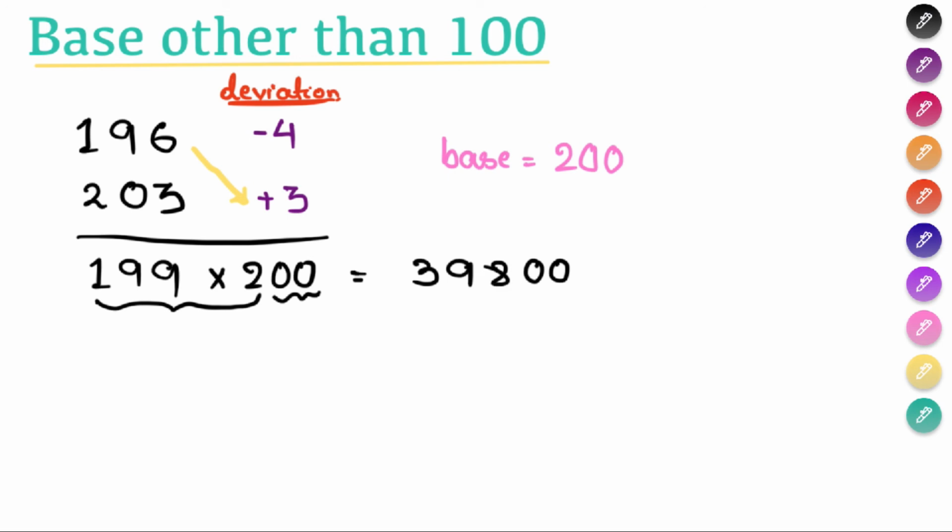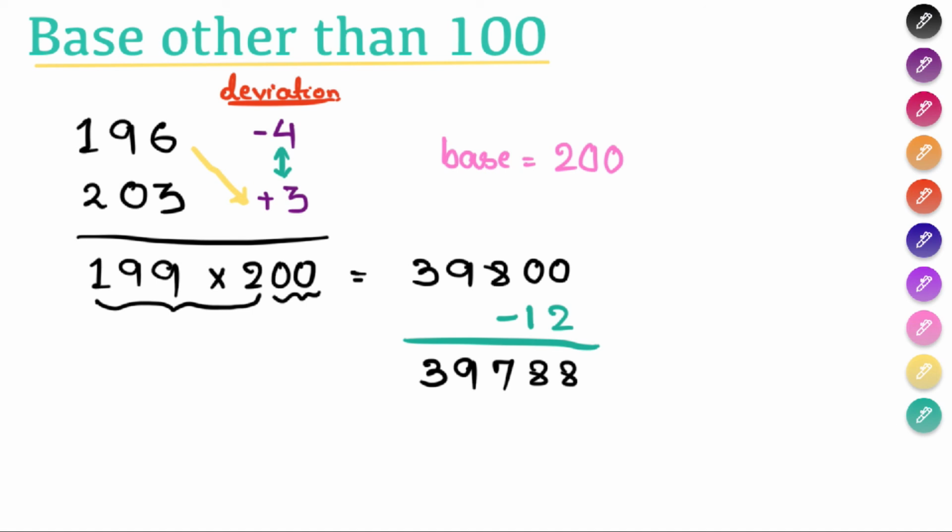And the same process that we did in the last example, we'll multiply the deviations. So minus 4 into plus 3 will give us minus 12. So the answer that we will get will be 39,788.